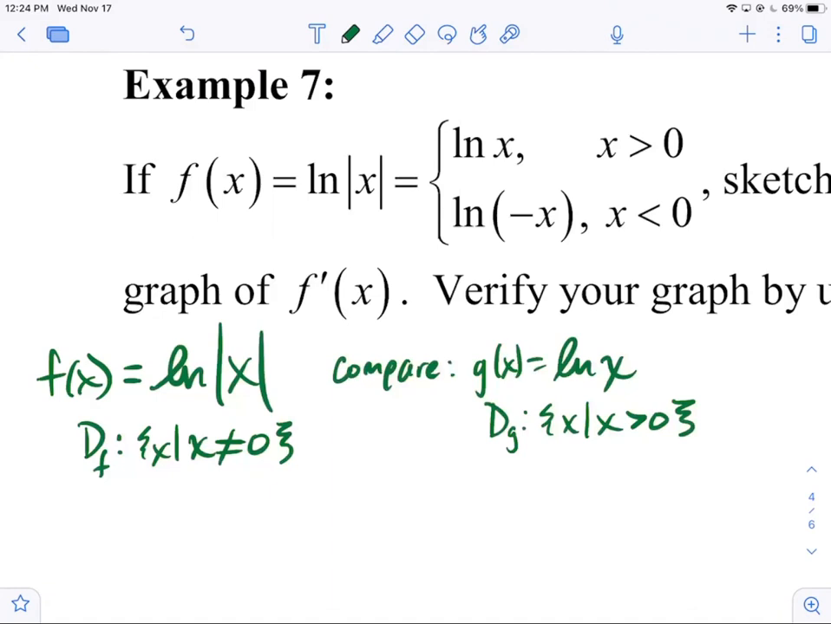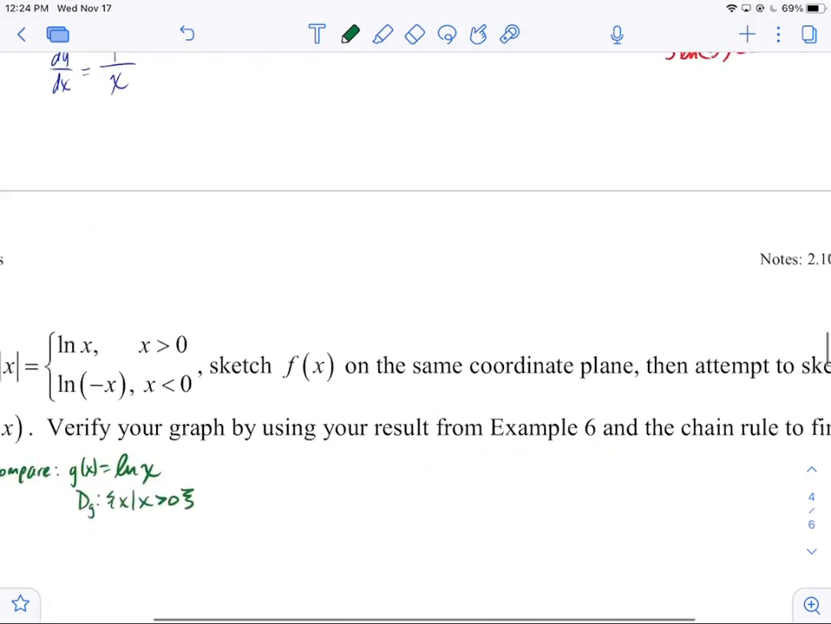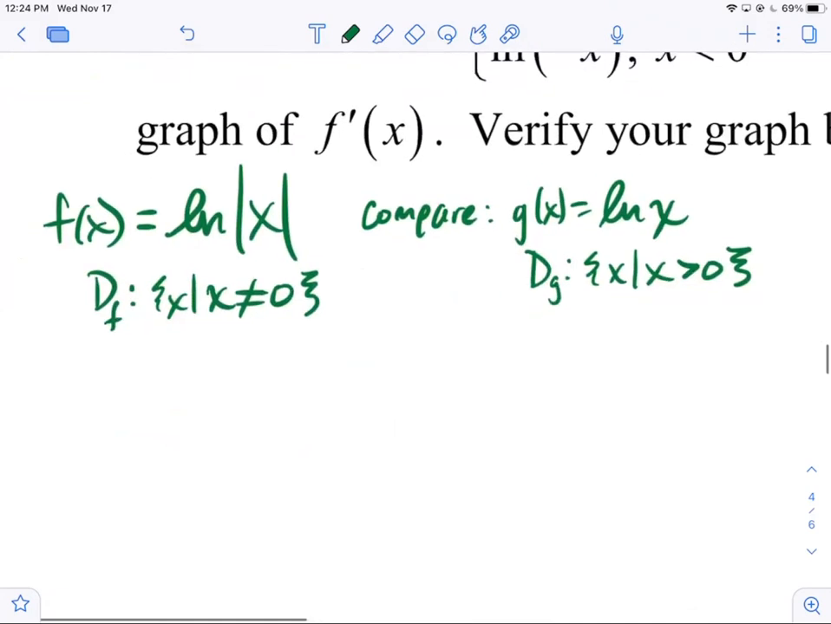But we're allowing negatives into play now, right? We're including more values. Yay, more inclusive. Okay. Now let's think of what the graph would look like. It says to verify the graph.